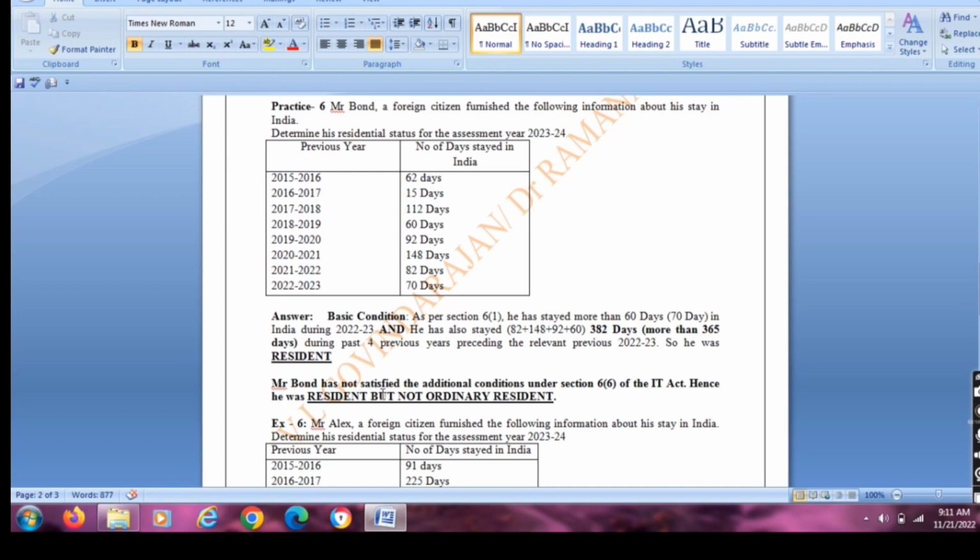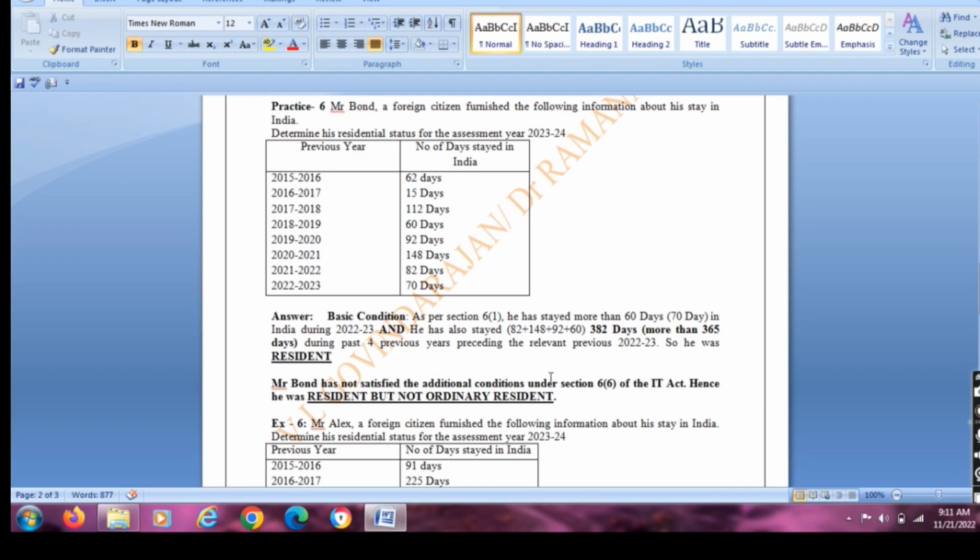If resident, we can go for the additional condition. But Mr. Bond has not satisfied the additional condition. He has not stayed in India as a resident in 2 out of 10 previous years and has not stayed more than 730 days during the past 7 previous years preceding the relevant previous year 21-22. Hence, he was resident but not ordinary resident.